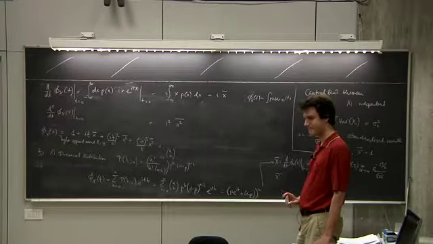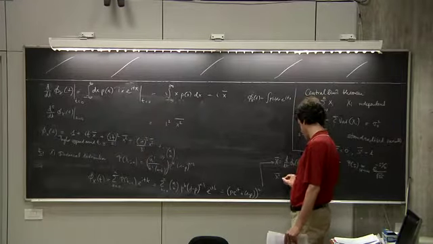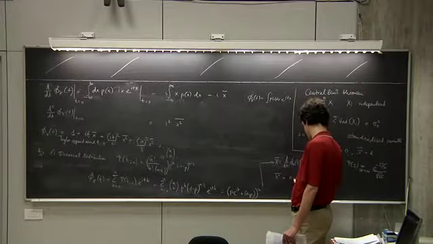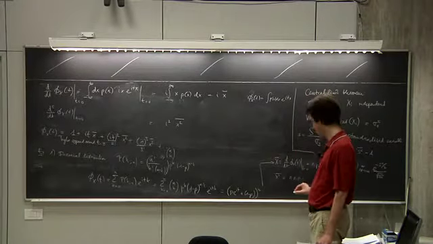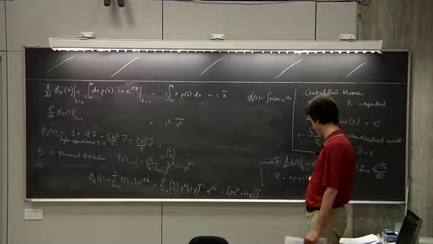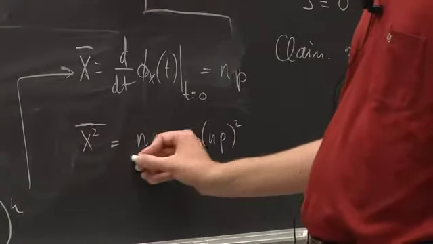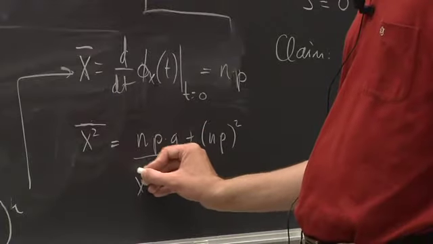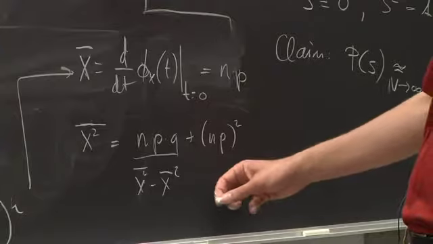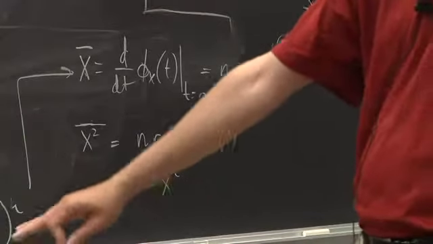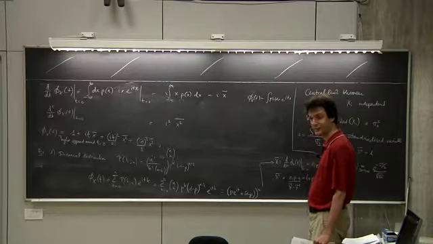NP times 1 minus p. Not fully. That's one part of the answer. Minus, okay. Yes. Right? Because the variance, you know that this is the variance, which is x squared. Okay? Let's quickly, well, I'll let you check that. Take the second derivative, put t equals 0, and you get that. Okay?